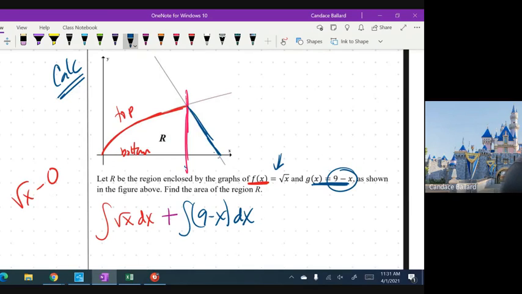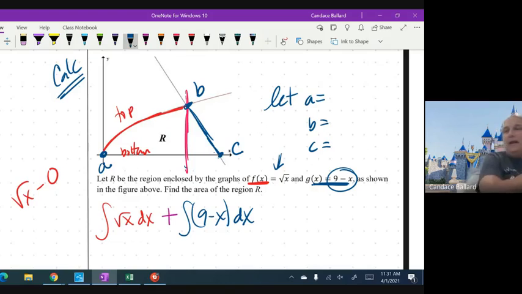We still need to figure out what all of these other values are. I need to know what a is there. It looks like 0, but I want to make sure. I need to know what b is, and I need to know what c is. Okay? Just based on those labels, what are the bounds or the limits on the integral for the red function? Can you guys tell me that in the chat? So what are my bounds on my red function? Based on the letters. What do you think?